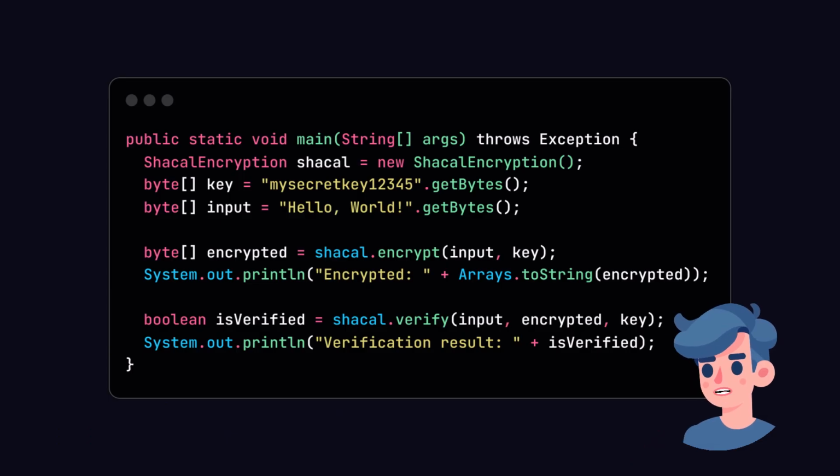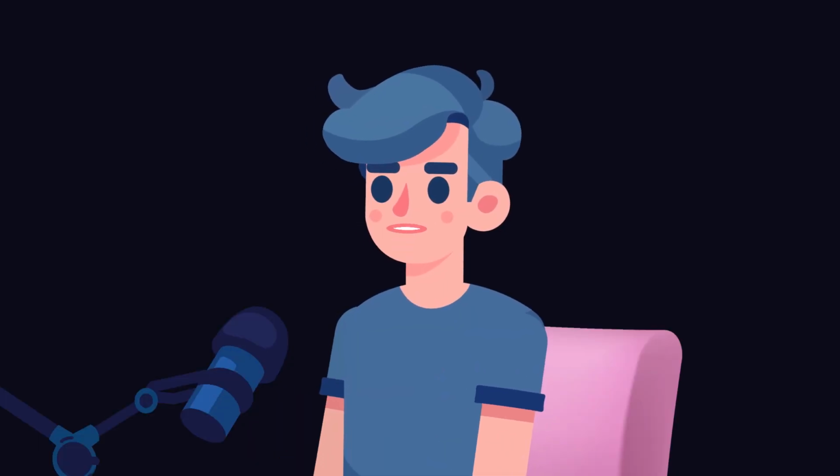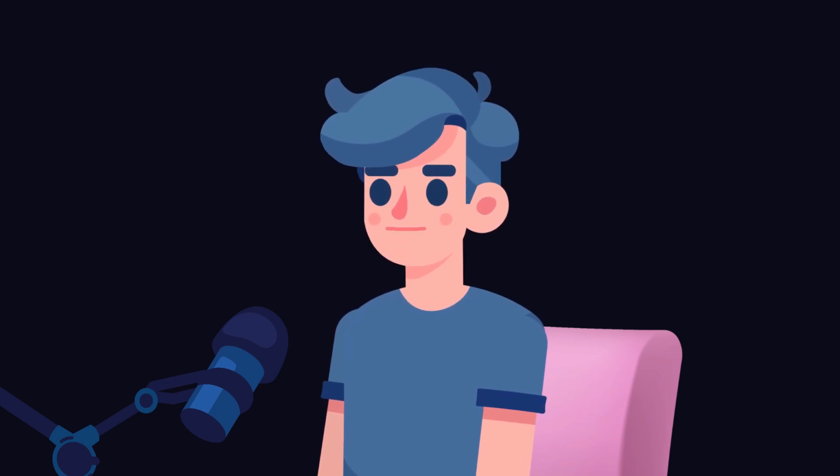With the encryption and verification methods in place, let's create a main method to demonstrate how to use these features. Now, when you run this program, you should see the encrypted byte array and whether the verification succeeds or fails based on the integrity of the data.